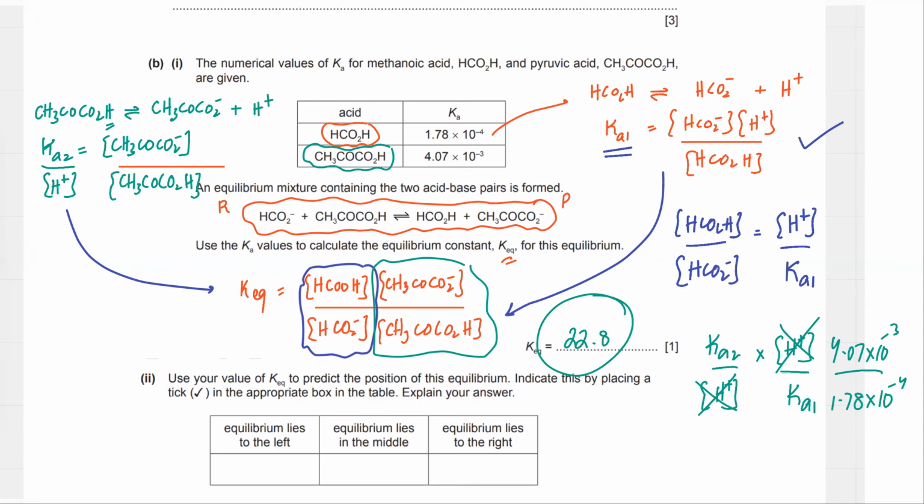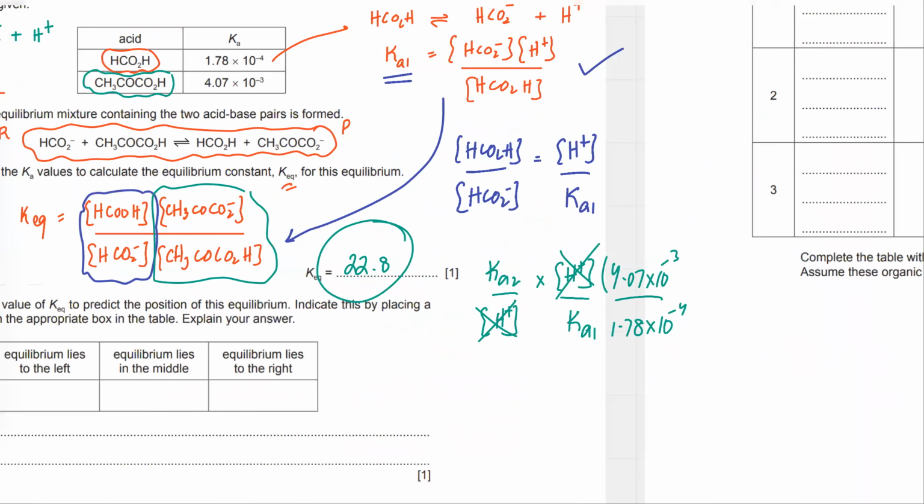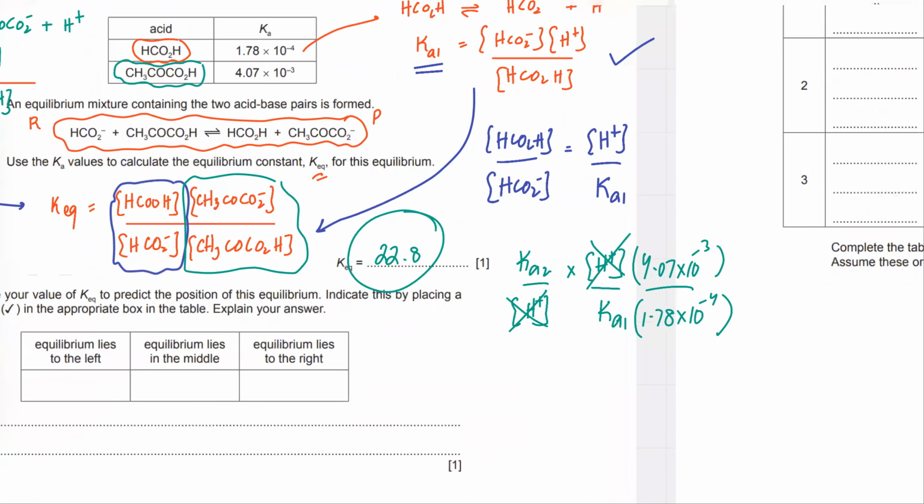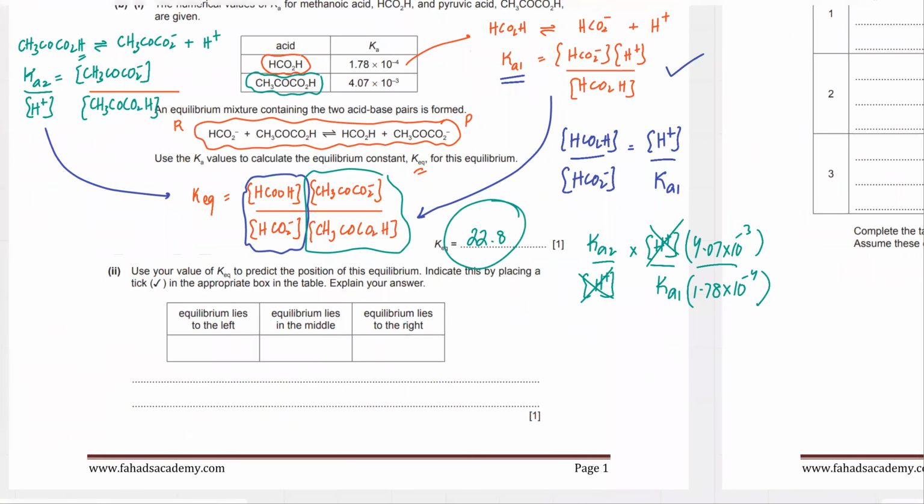Just make sure, those of you who were making mistakes, tell your calculator to put brackets around the values when you're solving this. Calculators don't give the right answers otherwise. Make sure you use brackets when you're doing this. It's going to be 22.8. So you're getting a big value, right? What does that indicate? Equilibrium lies to the left, in the middle, or to the right? He's talking about this reaction. Is it favoring the products, favoring the reactants, or is it right in the middle?